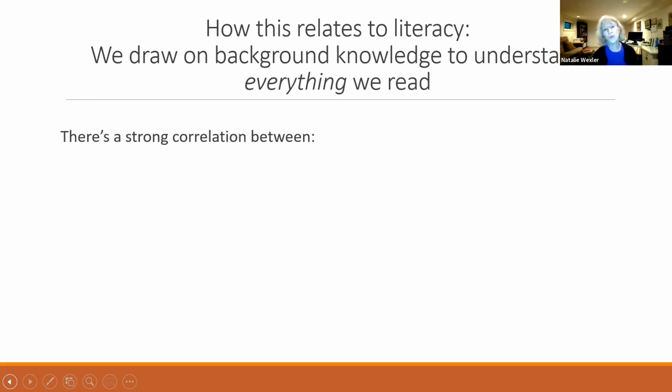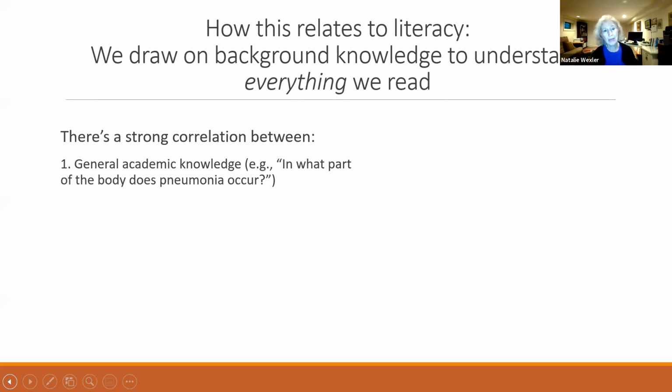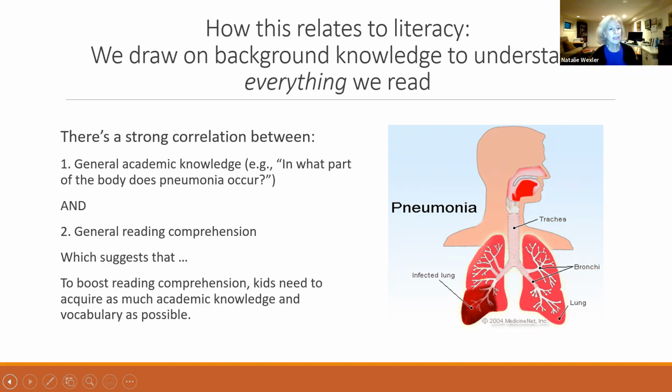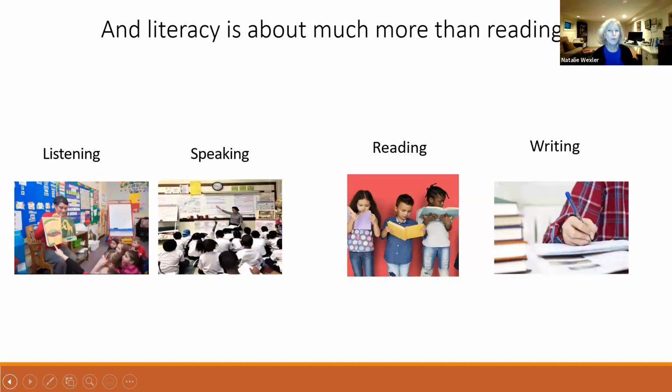So for example, there's a strong correlation, it's been found, between general academic knowledge, like knowing the answer to in what part of the body does pneumonia occur, and general reading comprehension. And that suggests that to boost reading comprehension and learning, kids need to acquire as much academic knowledge and vocabulary as possible. And it's important to bear in mind that literacy is about much more than reading. All of these things are connected: listening, speaking, reading, and writing. They're all components of literacy.